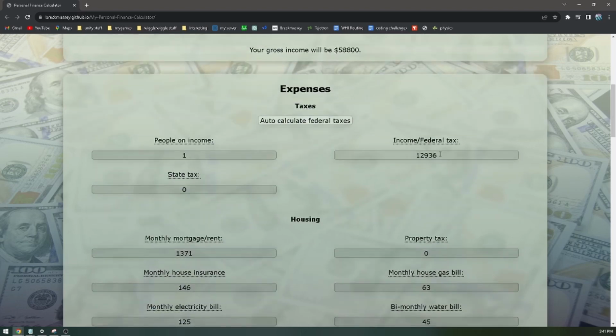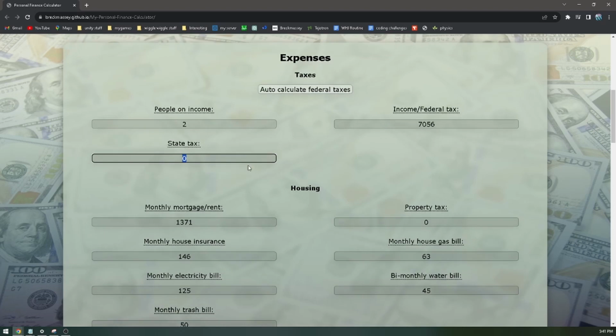And then we also have the feature to auto calculate your taxes. You can always change it if you disagree. And we also have the feature to put in, if you're married, for example, and you're filing jointly for your taxes, it could be lower. Unfortunately, for the state tax, we didn't have time to automate that.